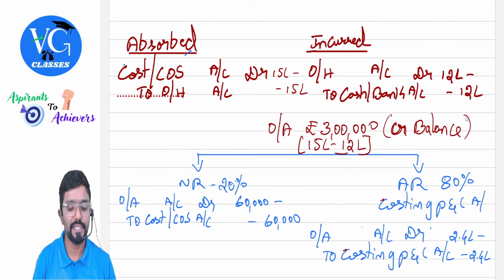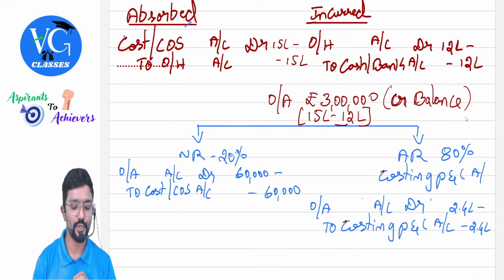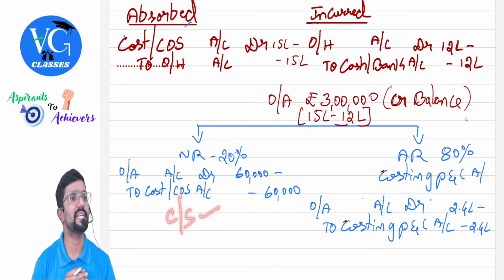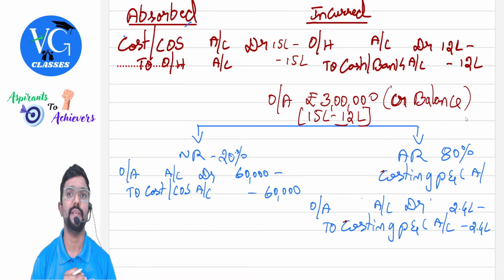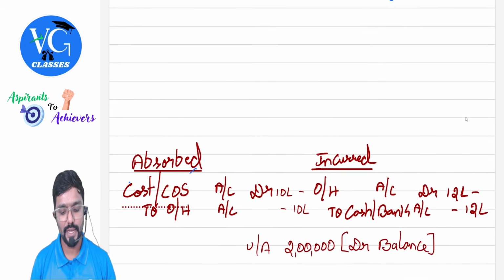Same way, sir, I have already charged more to my cost. How will I remove it? By giving a credit, if it is due to normal reason. And if there is a closing stock of finished goods, even that we will credit, because it would have already been overvalued. Hope you understood.